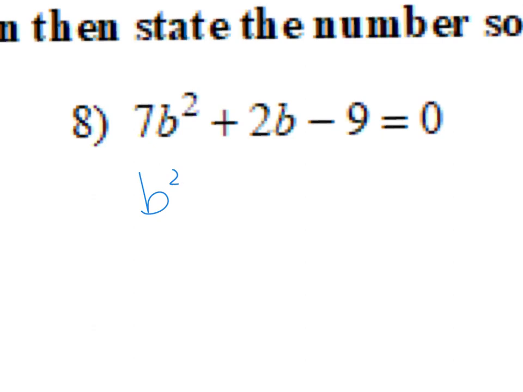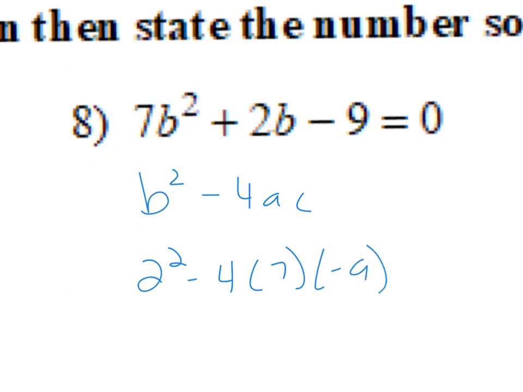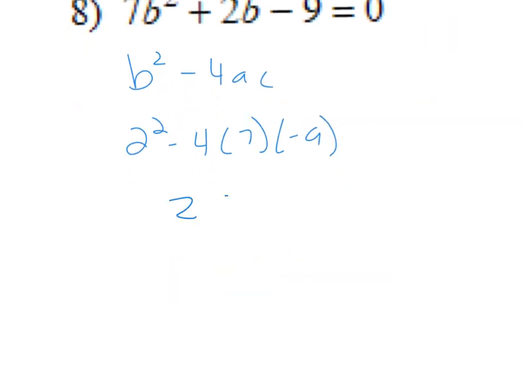All right, this guy's already set equal to 0 as well. So b squared, again, I'm doing b squared minus 4ac. So 2 squared minus 4 times 7 times negative 9. So now I'm going to type into my calculator there, and I end up with 256. So since 256 is a positive inside that square root, that should give you 2 solutions.